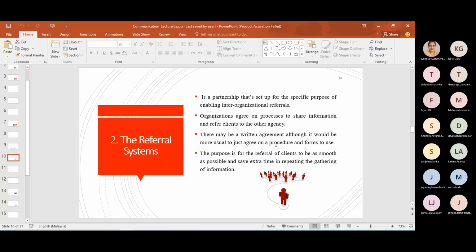Okay, so as we discussed earlier, if there are organization A and B in a partnership, organization A is recommending organization B to their clients.